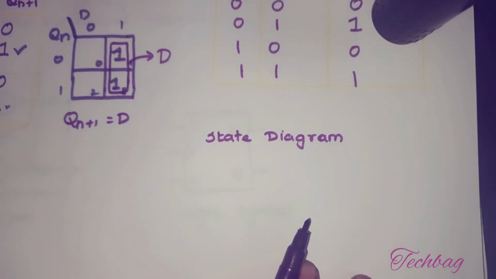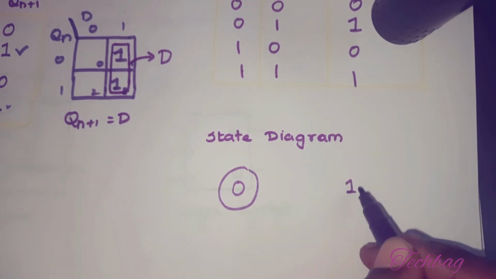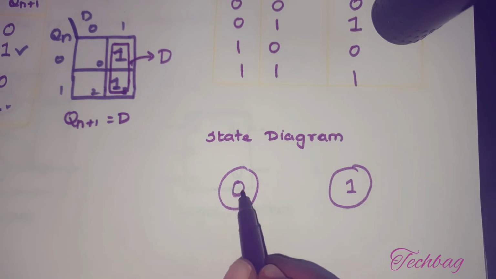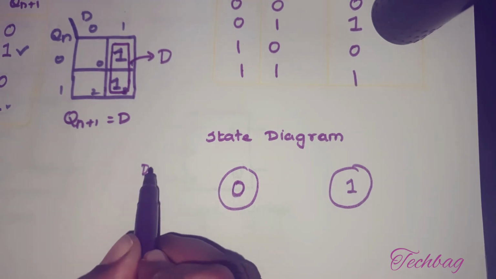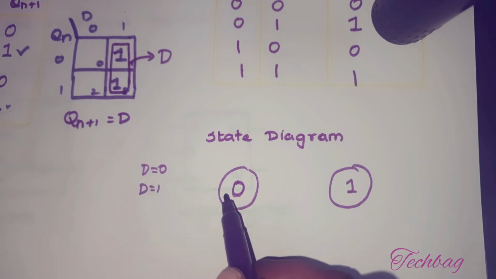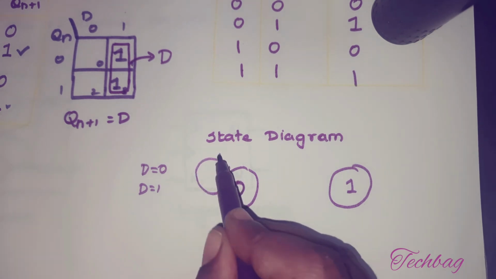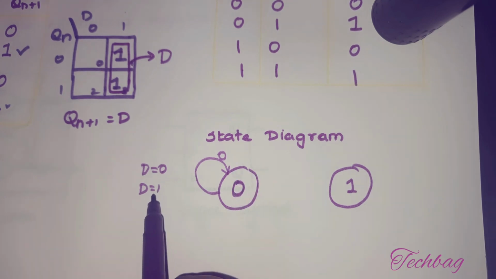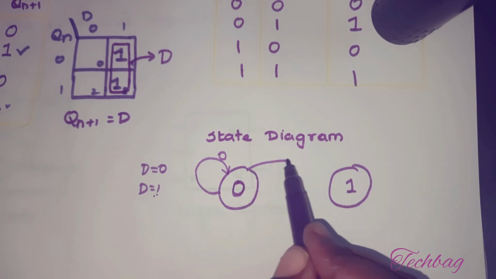Next one, state diagram, that is two states 0 and 1. So draw a circle for each state, and the transitions between those states will be represented by directed lines. So first start from 0. Present state is 0. If your input is 0, D is 0, means the next state is 0. If present state is 0 and your input is 0, definitely it remains in the same state, because D0 means next state is also 0. Present state is 0. If your input is 1, D1 means next state is 1. So it moves from 0 to 1.